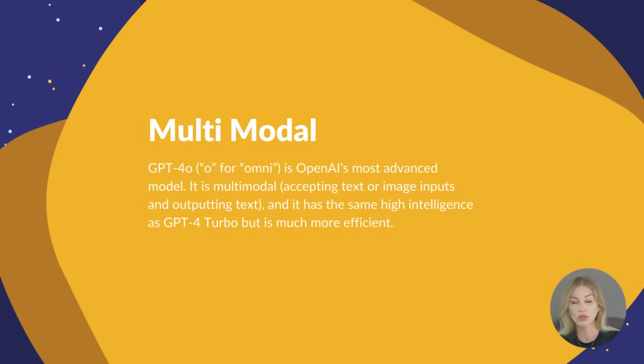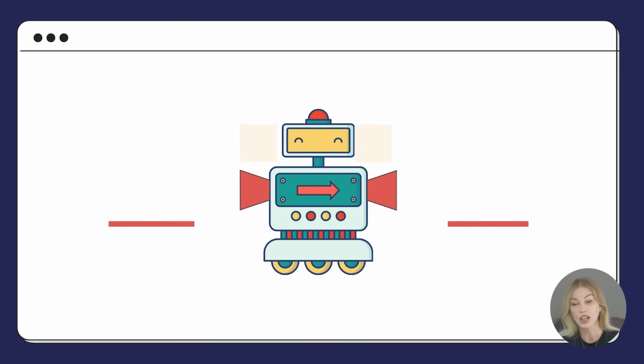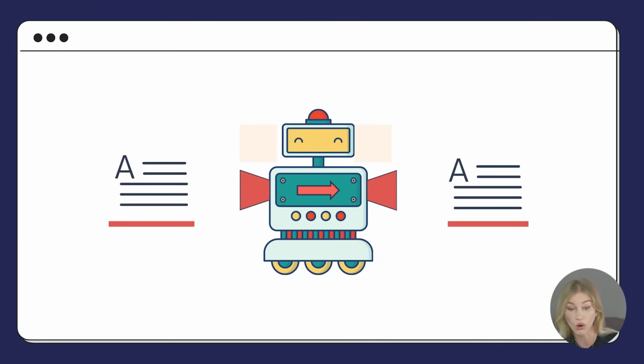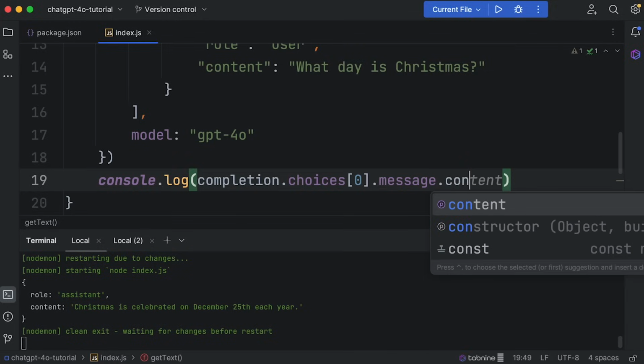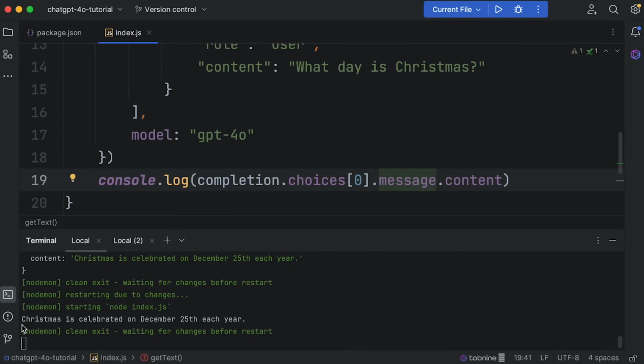Okay, so great. That is what GPT-4o is in a nutshell. Now, let's get to using it. So in this video, we're first going to use it for text generation, meaning that we will input text and get a text output back. So pretty simple. For example, put what day is Christmas. And the output might be something like this, for example.